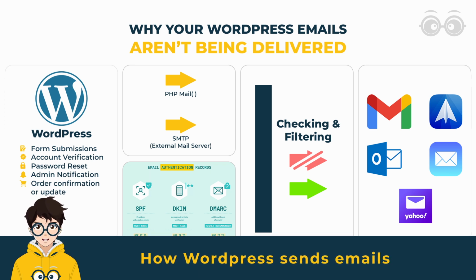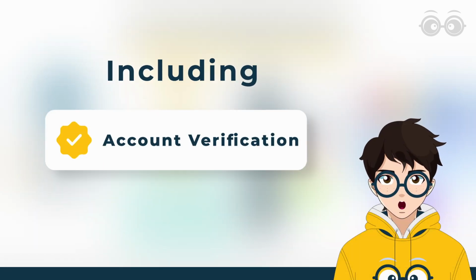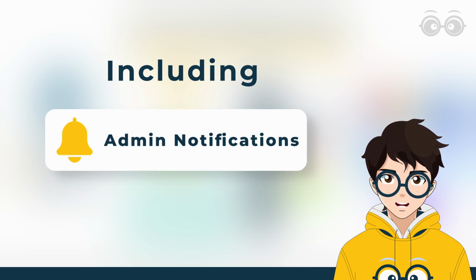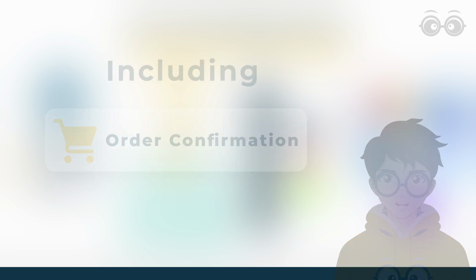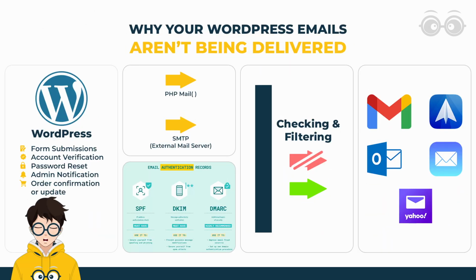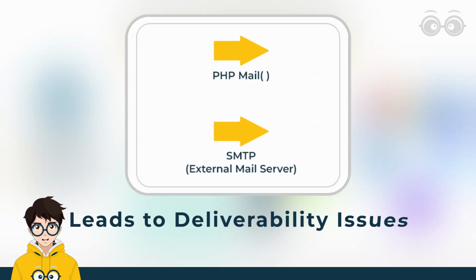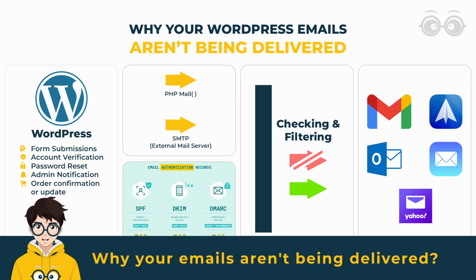First, we're going to talk about how WordPress sends emails. WordPress automatically sends emails for various functions, including contact form submission, account verification, password reset, any admin notifications, WooCommerce related order confirmation or payment confirmation, or any other updates. However, these emails rely on PHP mail, which often leads to deliverability issues. Okay, let's get to the point. Why your WordPress emails aren't being delivered.